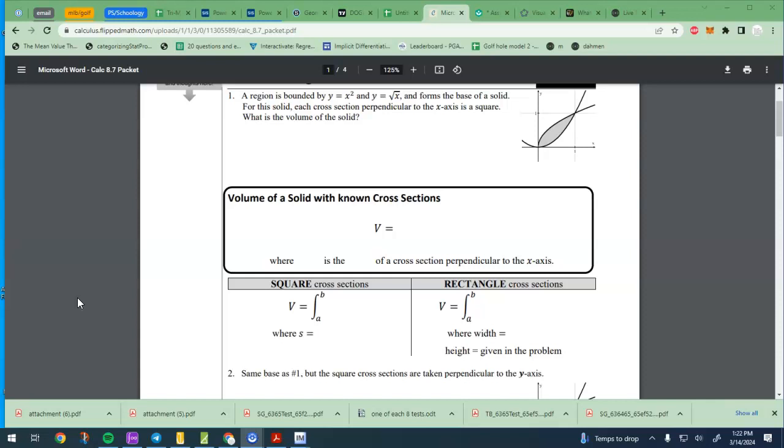So he breaks this down in like, here's how you do it if the cross section is a square. Here's how you do it if the cross section is a rectangle. And tomorrow it'll be here's how you do it if it's a semicircle, and here's how you do it if it's a triangle. But they're all like the same general idea.